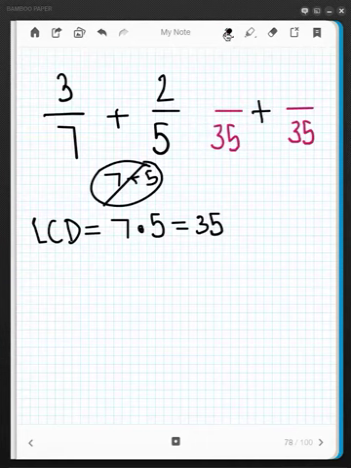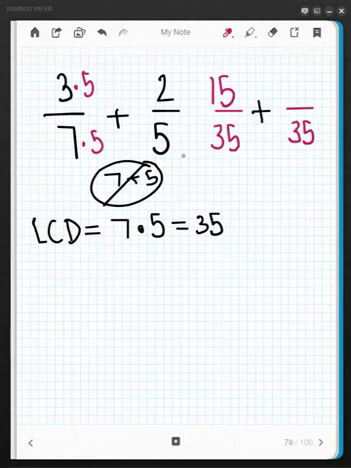So now we want to go ahead and proceed. So we have 7 times what equals 35? Well, of course, that would be 7 times 5. So what we did to the denominator, we do to the numerator. 3 times 5 is 15, and there's our new numerator.